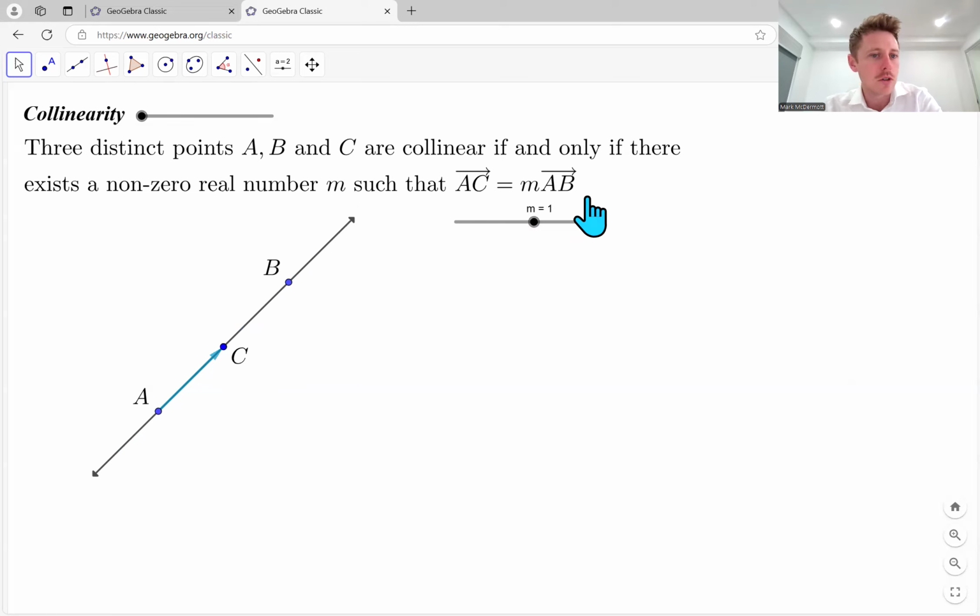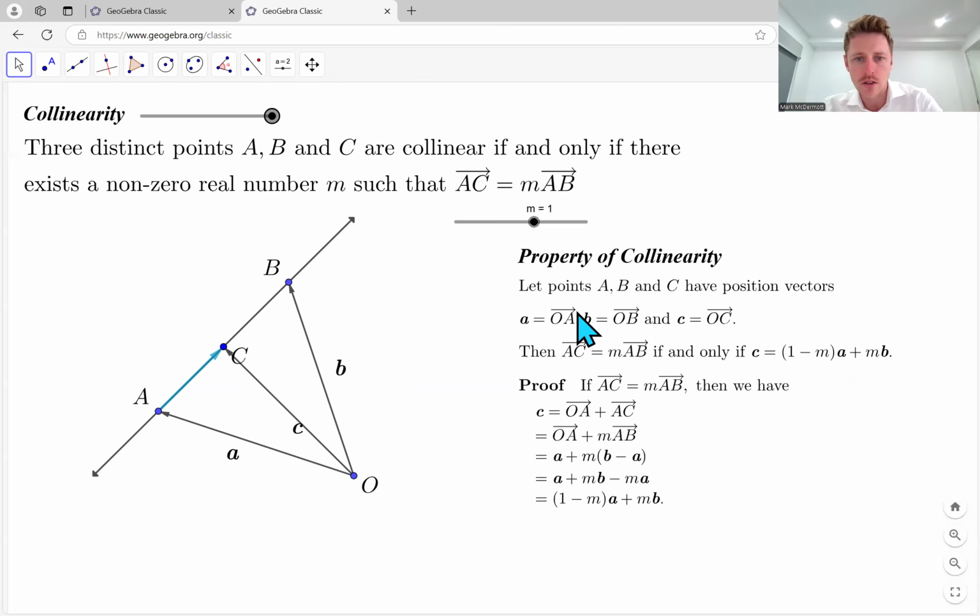The other thing we might want to talk about is an interesting property of collinearity that falls out as a result of that. So we're going to create some other point in space, let's just call that O. Then we're going to create a bunch of vectors going from O to those points. So we've got the vector OA, which we'll call vector a, lowercase. Then we've got OB, which is vector b, and then OC, which is vector c. And what we can look at is this property of collinearity. So let's just step through it.